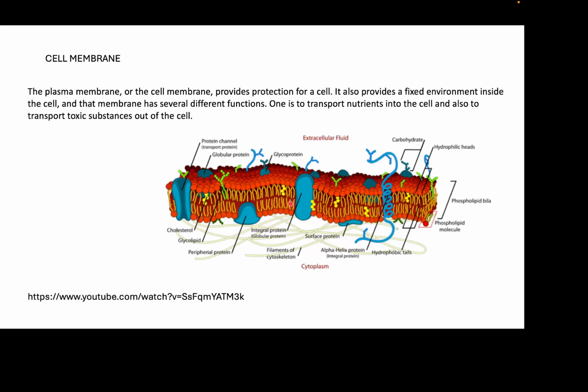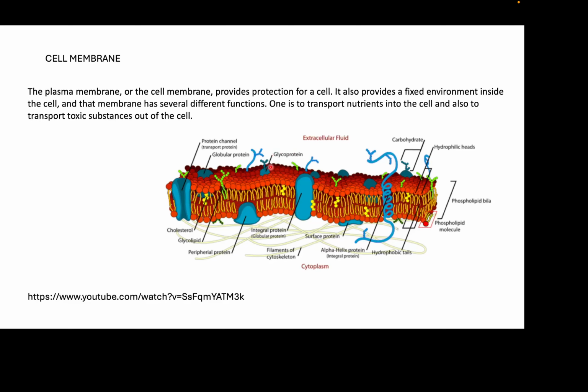So what are the major components of the plasma membrane or the cell membrane? First, you can see it is the phospholipid bilayer, which means this is one layer, this is another layer. It is made up of a type of lipid which is called phospholipid. Then what else can we see here? We can see some proteins, right? So we can see a protein channel, which is a transport protein. We can see a globular protein sitting here. We can see a peripheral protein sitting here.